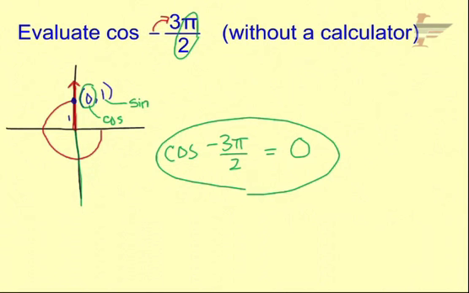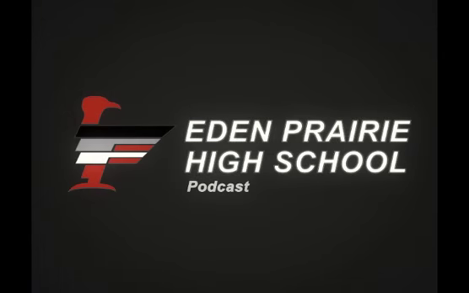If we were landing on any of those other points, if you had an angle that was right here, that would be 1, 0. An angle down here would be 0, negative 1, and an angle right here would be negative 1, 0. So any of those 4 points we can use from the unit circle to help us evaluate these trig functions.